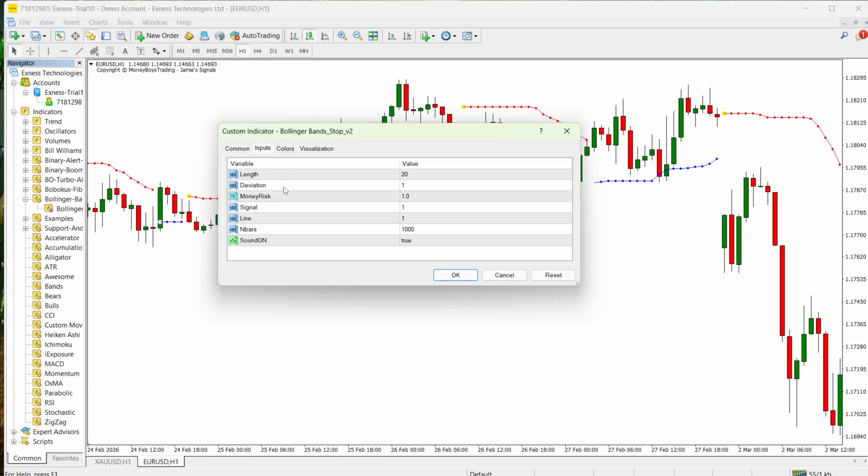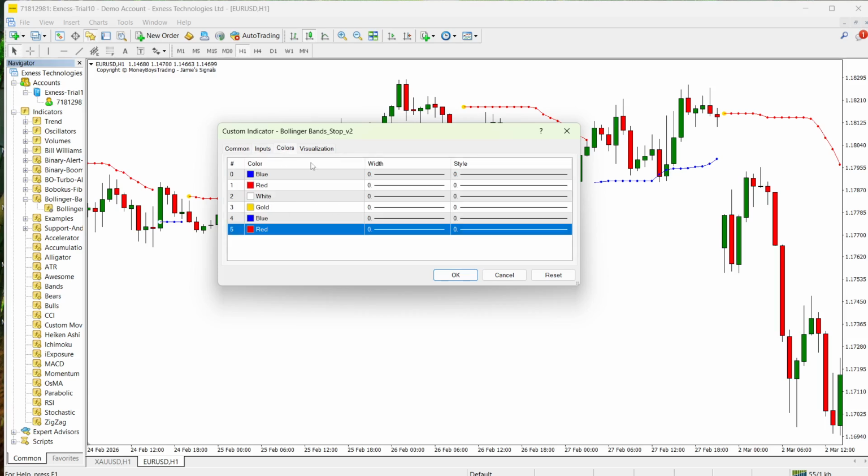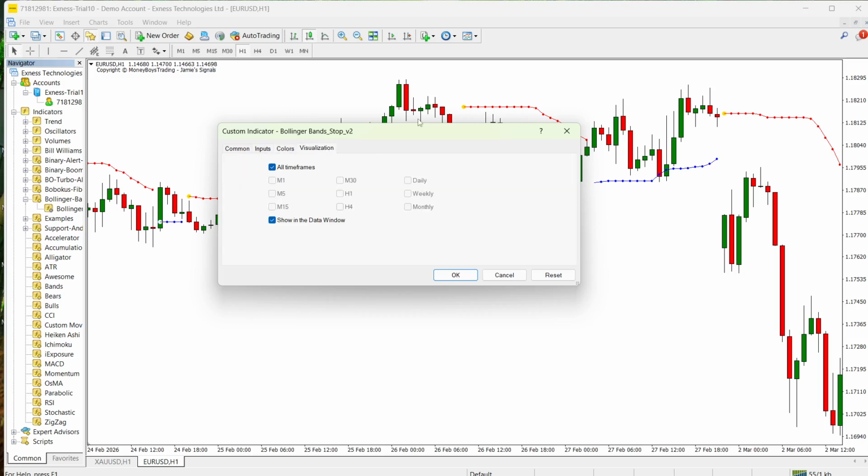Standard deviation settings adjust how wide the Bollinger Bands are drawn, affecting how far a price needs to extend before a signal is generated. You can also choose your preferred colors and trade your preferred time frames as well.